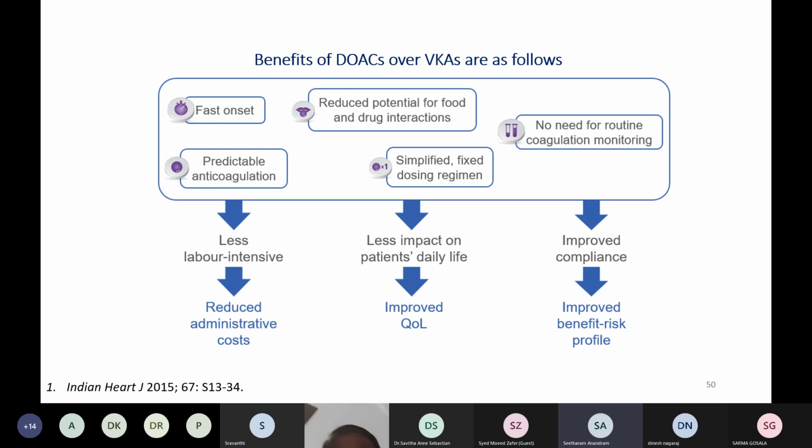There is improved quality of life because there is a reduced number of visits for the patients to the hospital and to the laboratory to get their blood checked, and there is improved compliance because of this. Again, this improves the benefit of the drug.